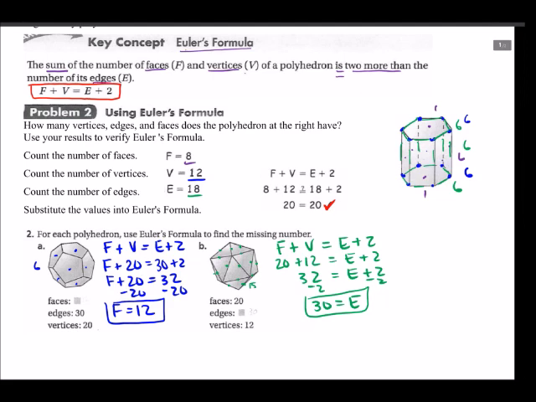On the next one, we were given faces and vertices, so we needed to find edges. Just formula, substitute in, solve. Got 30 edges. And again, if we assume that we can see about half of the figure, I counted up and came up with about 15 edges that are visible, maybe 16. But still, 30 seems like a reasonable number of edges. So Euler's formula is pretty cool.